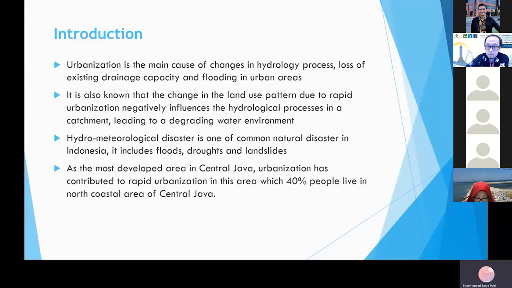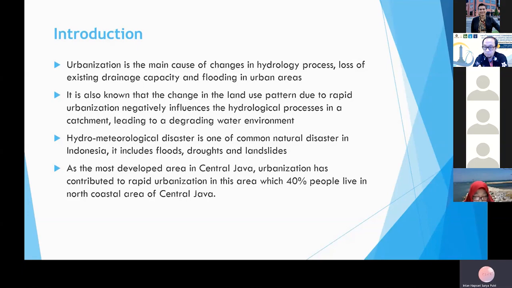Besides, hydrometeorological disaster is one of common natural disasters in Indonesia. It includes floods, drought, and landslide. But for this occasion, because this is the preliminary study, I would like to start with the flood. And then last, as we know, as the most developed area in Central Java, urbanization has contributed to rapid urbanization in this area, which around 40% people live in north coastal area of Central Java.